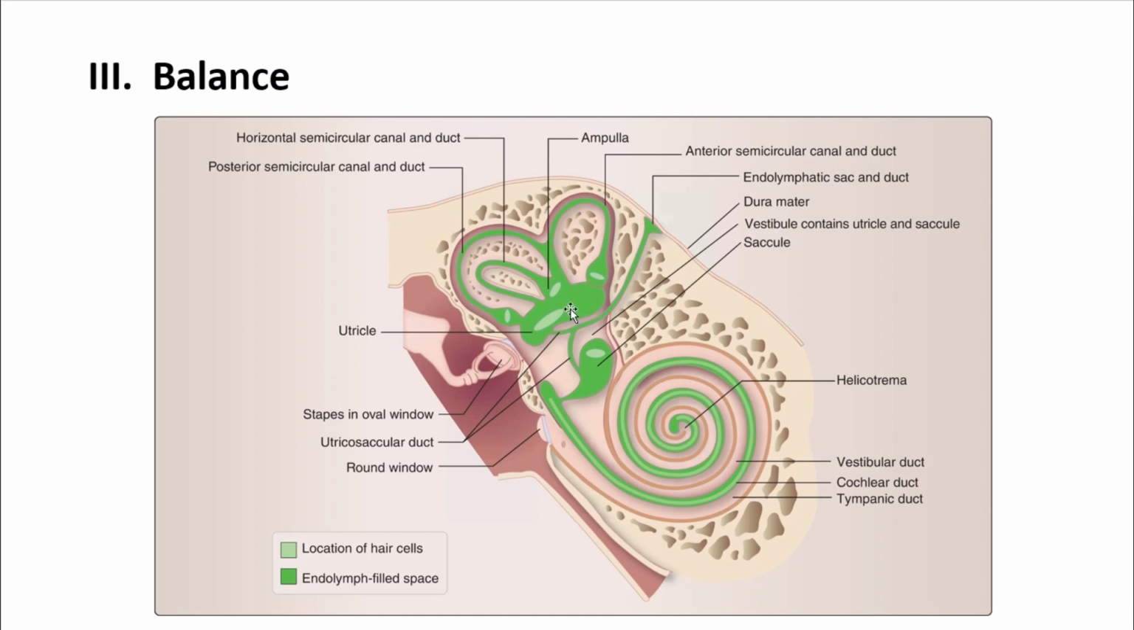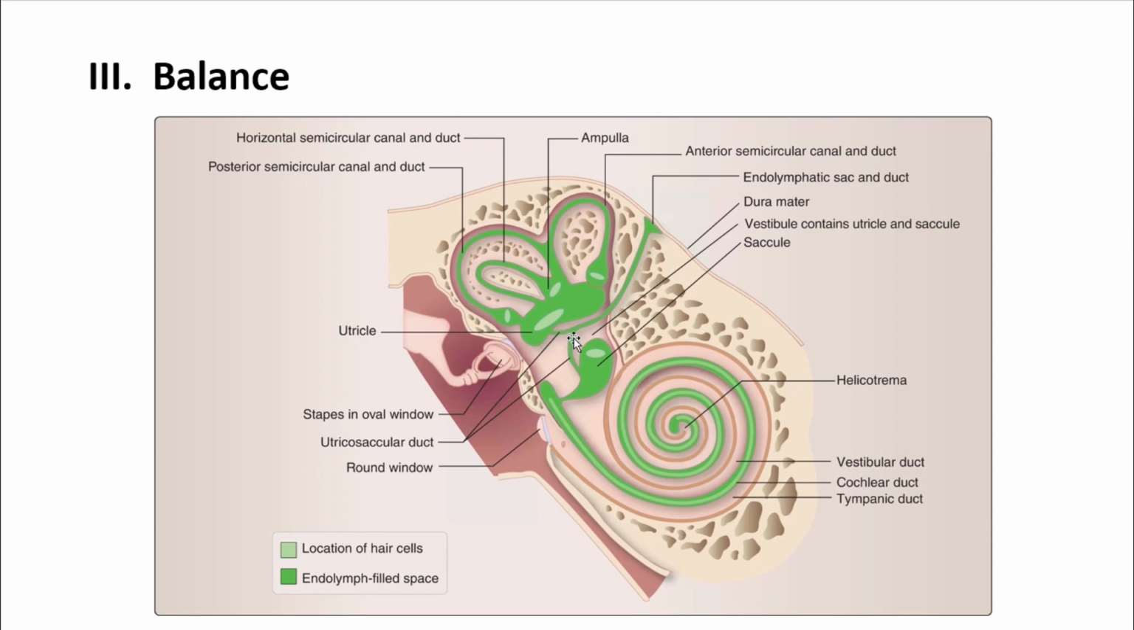The vestibule has two different areas. One is called the utricle. The utricle is close to the semicircular canals. These ampullae that you see, ampullae is the plural form of ampulla, are connected to the utricle, and there is another one that's called the saccule, and the saccule is closer to the cochlea. These two parts of the vestibule are connected to each other by the utriculosaccular duct.